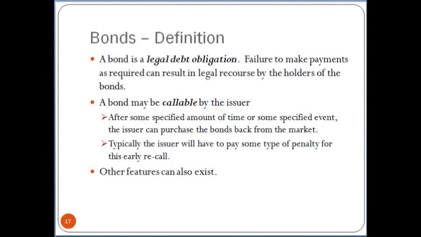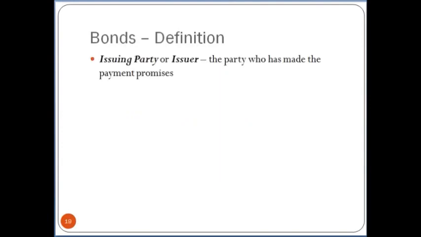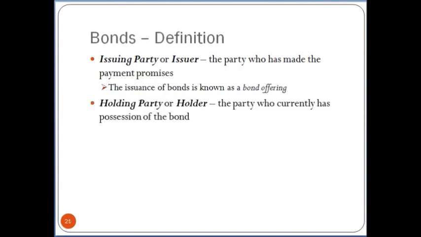And then there are many other features that bonds can have. Let's just talk a little bit about who issues bonds, or the issuing party. This is the party that has made the promises to pay such and such based on the bond's specifics. The issuance of a bond is known as a bond offering. The holding party, or the bond holder, is the party who currently has possession of the bond. We've got the issuer and the holder. The holding party receives the payment from the issuer, if there are coupon payments or the final principal payment.